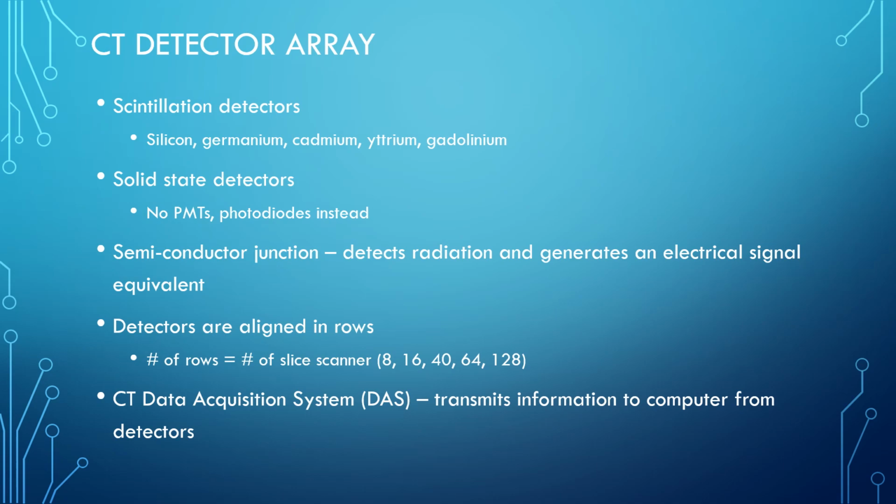Detectors are aligned in rows. The number of rows will equal the number of slices of the scanner. So 8, 16, 40, 64, and 128 are common. And the DAS, or the data acquisition system, transmits information to the computer from the detectors.